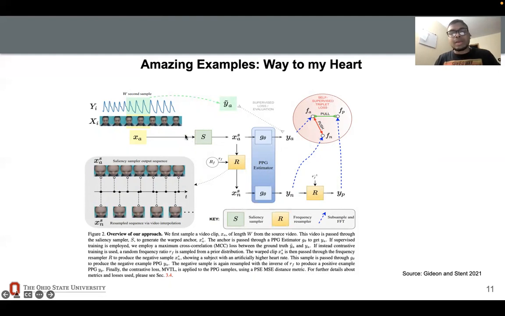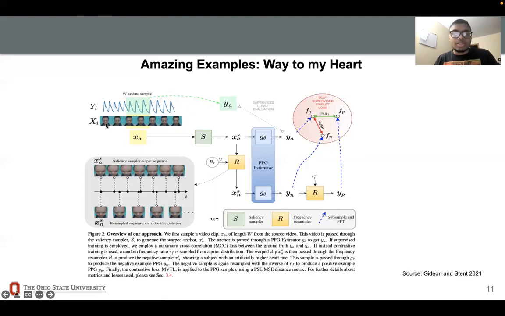Now, this step is a little controversial for me because to do this, to just get this saliency sampler S, my guess is you will need to use labels of PPG. But either way, I don't think it's necessary, but it must have improved performance. That's why they showed it. So just assuming that, you may or may not use this saliency sampler.